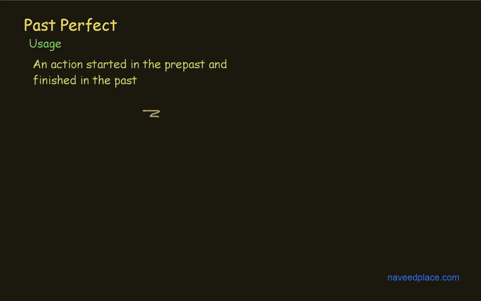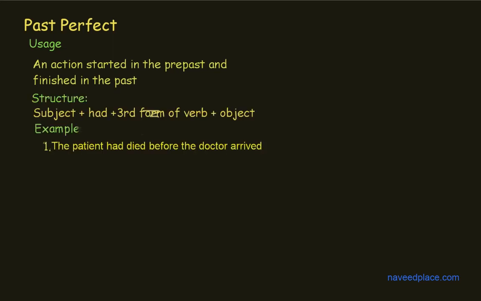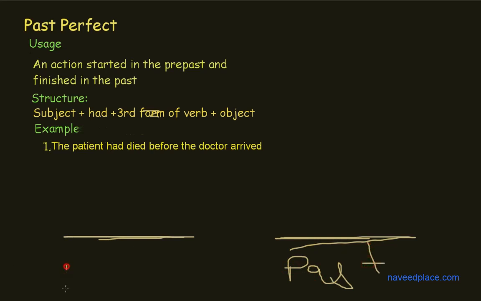Now it's time to see the structure and example. The example is: the patient had died before the doctor arrived. For example, this is the past and this is called the pre-past, meaning before the past.